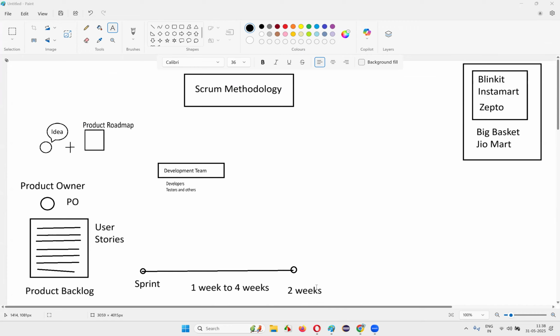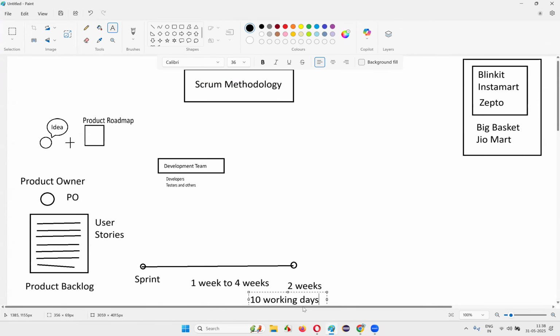2 weeks. 2 weeks means how many working days? Tell me. 10 working days. 2 weeks means 10 working days. Generally, 2 weeks means 10 working days will be there, guys.